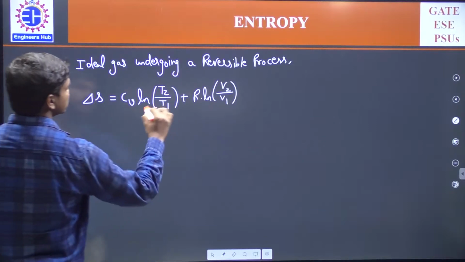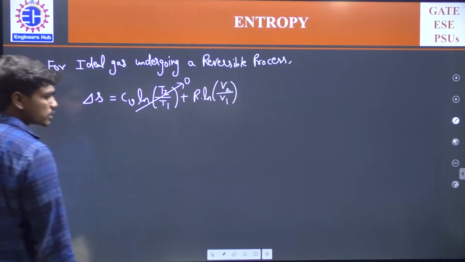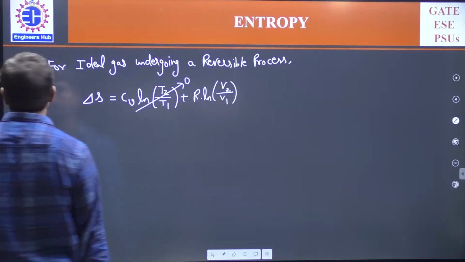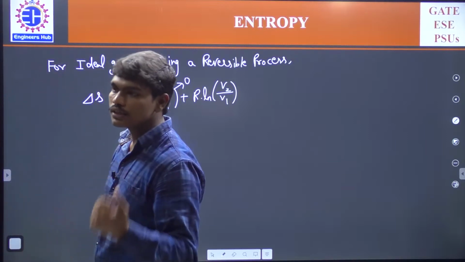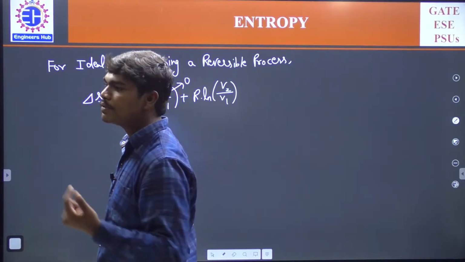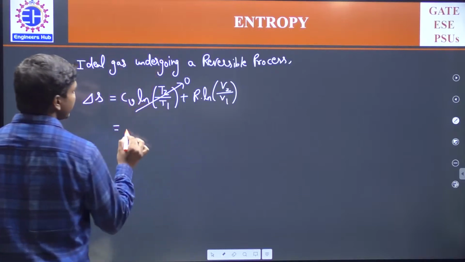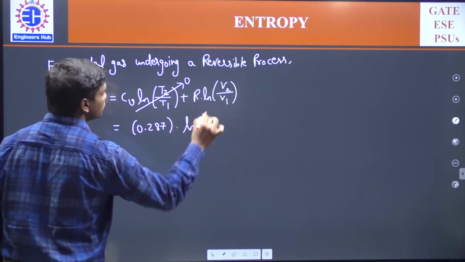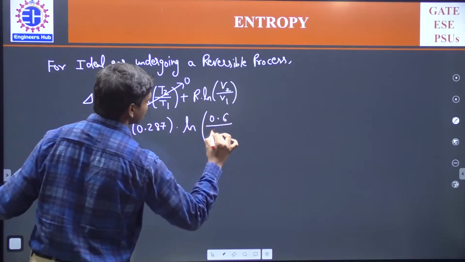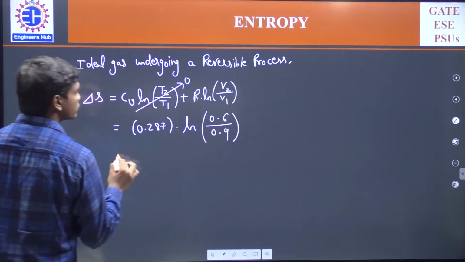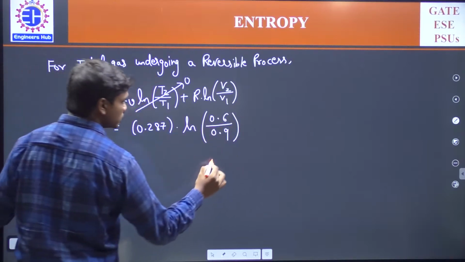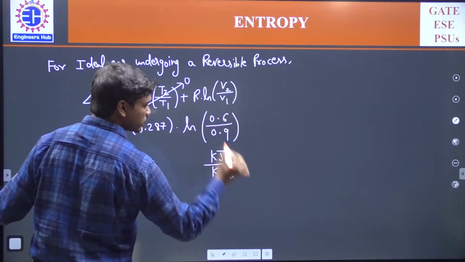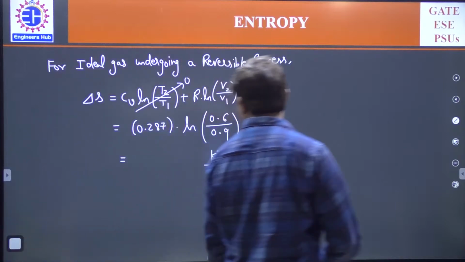Okay, so if you see, this T2 by T1 log term is 0, because the initial temperature is 20 degrees centigrade and the final temperature is also 20 degrees centigrade, which means both are the same. If both are the same, this T2 by T1 value is 1. And for A, you can take this as 0.287 into ln V2 is 0.6 and V1 is 0.9. So you can calculate this value simply and you'll get the answer in kilojoules per kg Kelvin, because this R we are substituting is in kilojoules per kg Kelvin. So let us calculate this value.